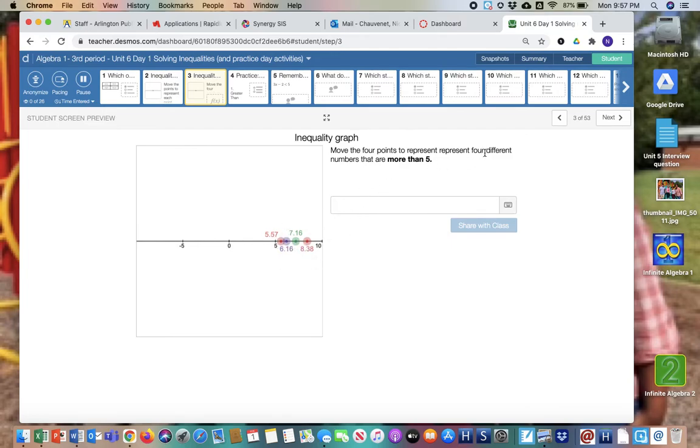And notice it said 4 different, so I didn't just click on the same place each time. They all represent a different number that is more than 5. In other words, in math terms, greater than 5. And we really could keep on going here, right? It could be anything above 5.